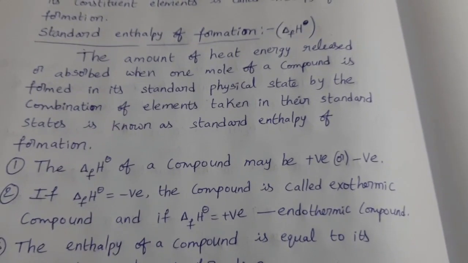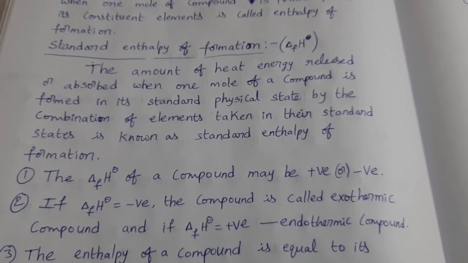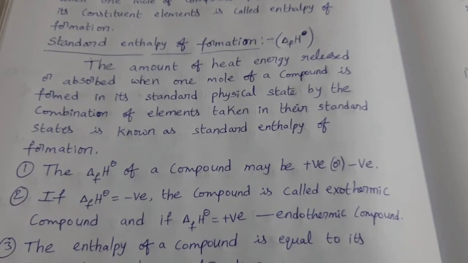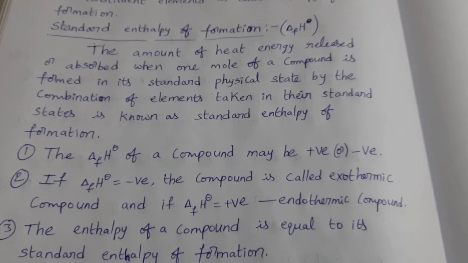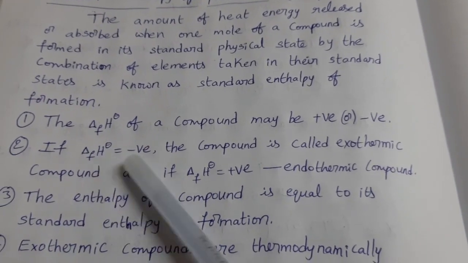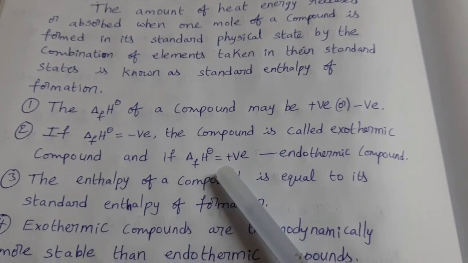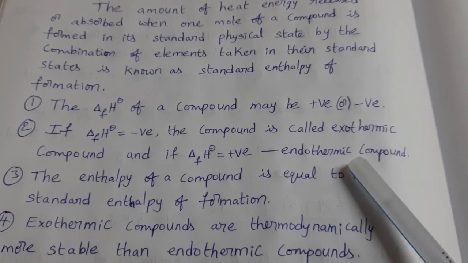This delta F H naught of a compound may be positive or negative. In the formation of some compounds, heat energy is released. In the case of some other compounds, heat energy is absorbed. So it may be positive or negative. If standard enthalpy of formation is negative, then the compound is an exothermic compound. If delta F H naught is positive, that is an endothermic compound.